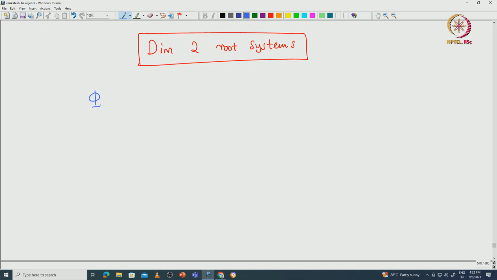So, let us recall the table and then we will use it in order to classify these dimension 2 root systems. As before, take phi to be a root system sitting inside this Euclidean space E. Now we take alpha, beta in phi. We assume that beta is not equal to plus or minus alpha. In particular, we assume that the dimension of E is at least 2.